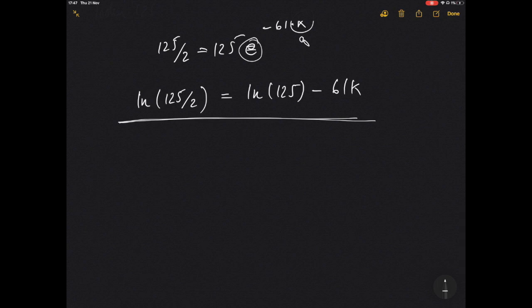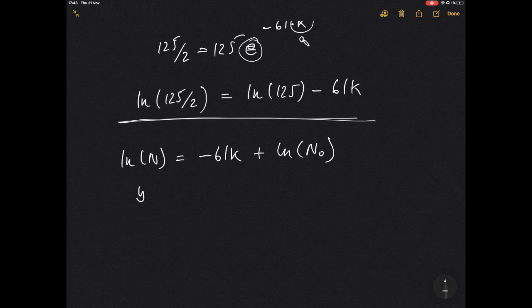So we've now, if we have this n, what we have previously, we can say that ln n is equal to minus kt plus ln n0. Okay, what does that look similar to? Well, actually, we can see that that is in the form of y equals mx plus c.